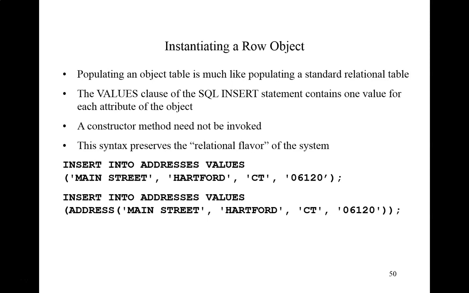Let's recap our demonstration. We looked at instantiating a row object by using the SQL insert statement. We said that we could insert a row object into an object table simply by providing the values for each of the columns, hence each of the attributes of the object to be instantiated. We also indicated that it was not necessary to explicitly invoke the constructor.